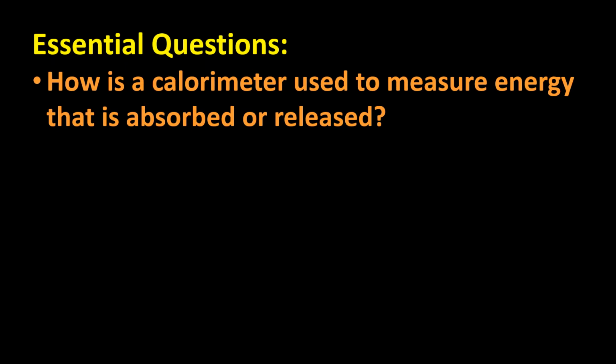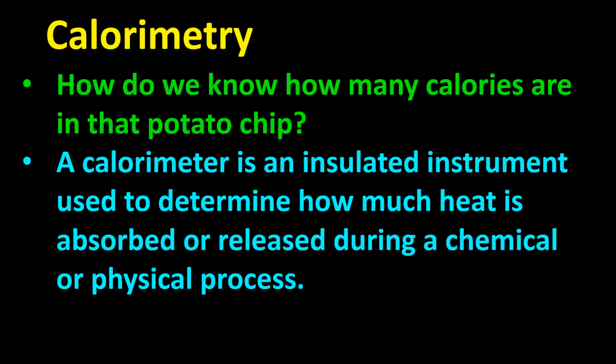The essential question of the day is, how is a calorimeter used to measure energy that is absorbed or released? So, how do we know how many calories are in that potato chip? Well, one way that we can determine how much energy is in something is we can use calorimetry. So a calorimeter is an insulated instrument used to determine how much heat is absorbed or released during a chemical or physical process.